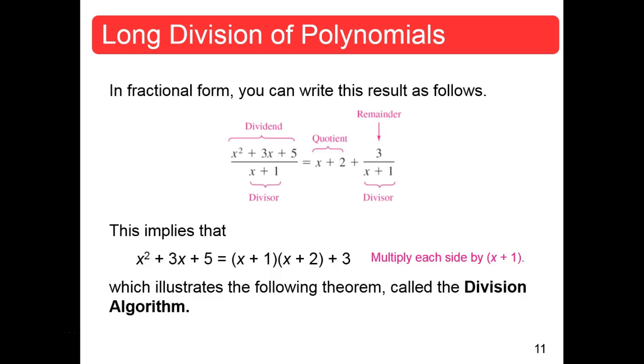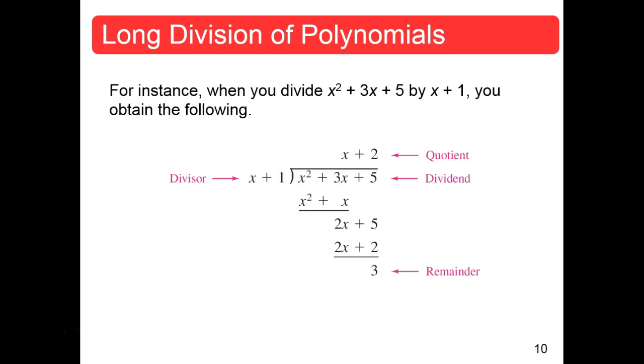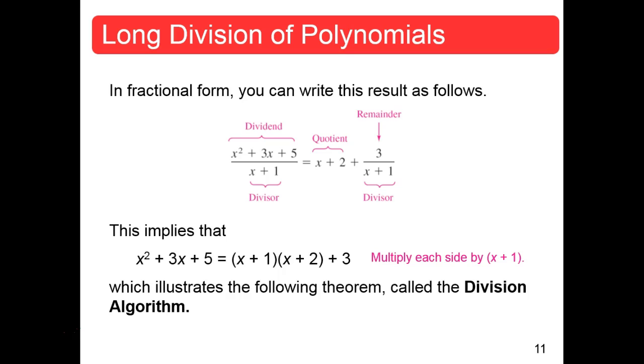All right, in fractional form, how we express what we had here, I don't know if you remember this, but you take your remainder, and you would say your answer was x plus 2 plus 3 over x plus 1. Remember when you did that? If you had a remainder when you divided numbers, then you took your remainder, put it over the divisor, and that was your fractional form. Same thing here. And that's what they're doing on this page.